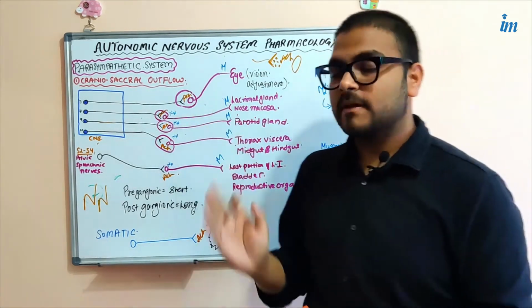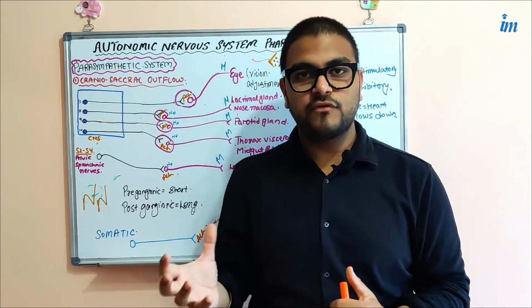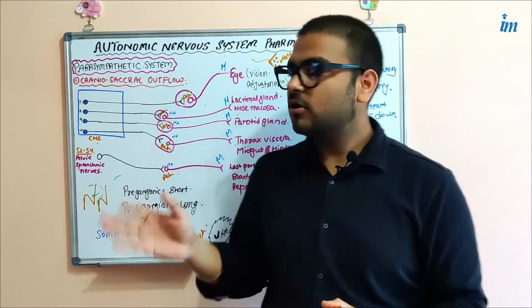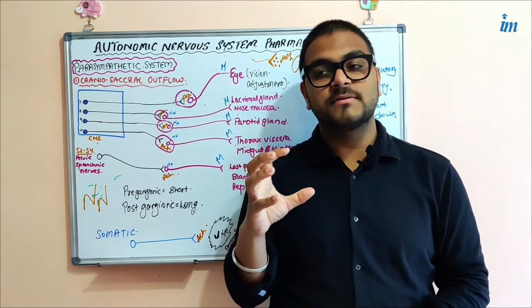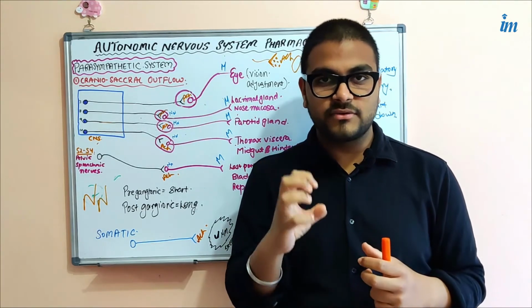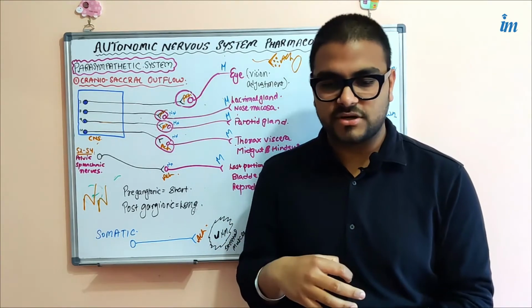And the parasympathetic outflow to the heart, what is the effect on the heart? On the heart, it will cause diminished or decreased contraction of the heart and decreased heart rate.